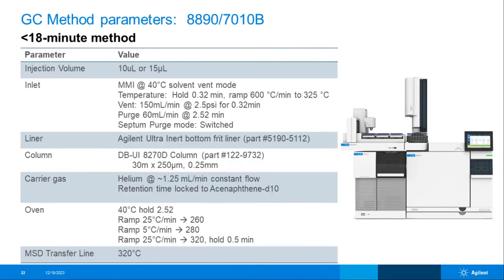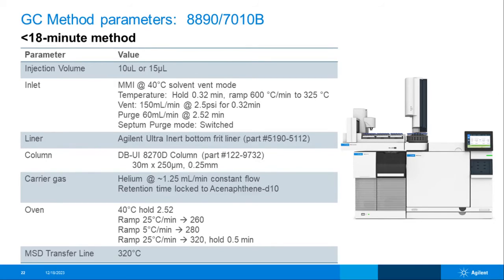The oven was set to 40 degrees for that first 2.52 minutes, which is common procedure when running splitless mode, to hold the oven just as long as you're holding the purge time. And then from there, we ramped accordingly. Mass spec transfer line was set at 320.